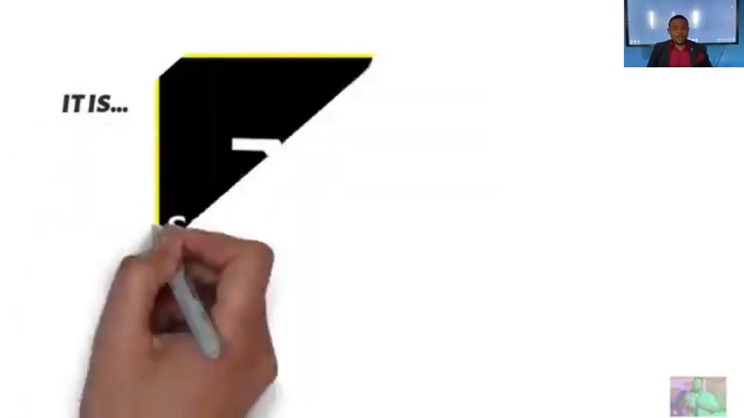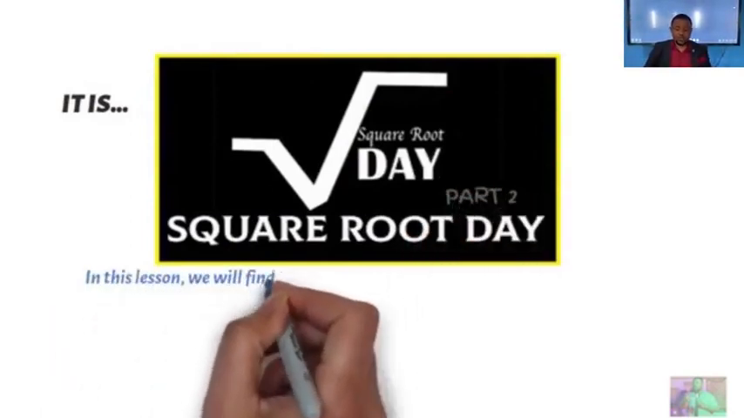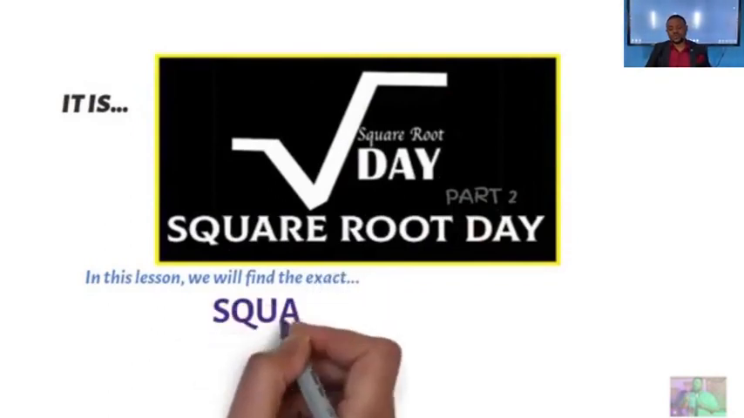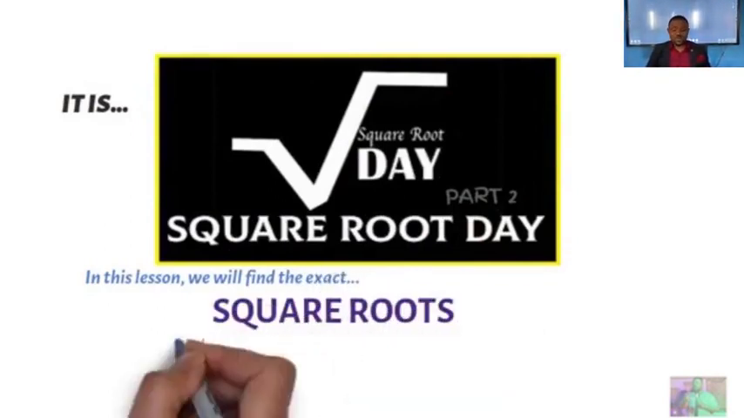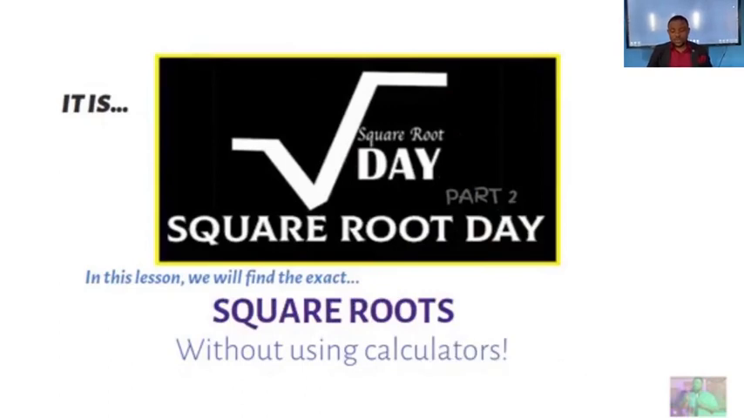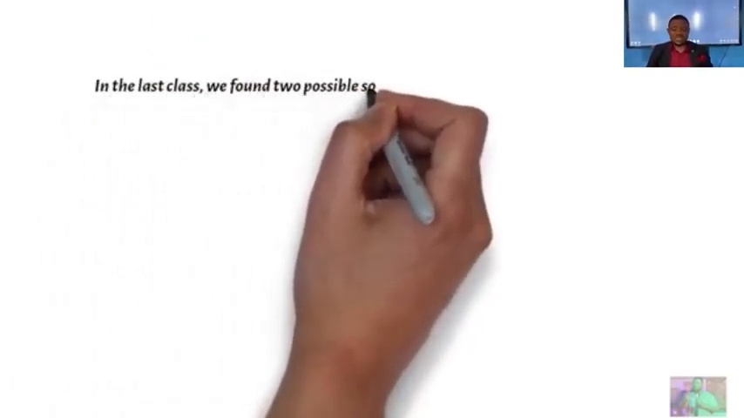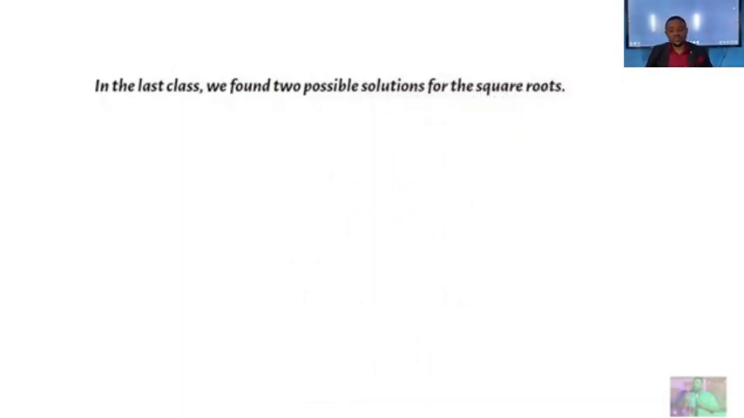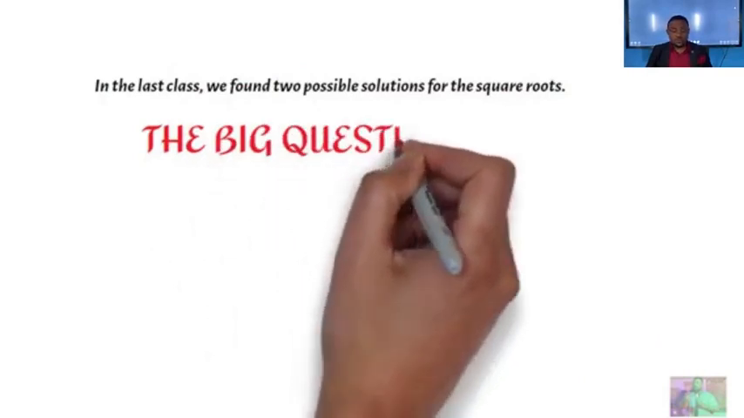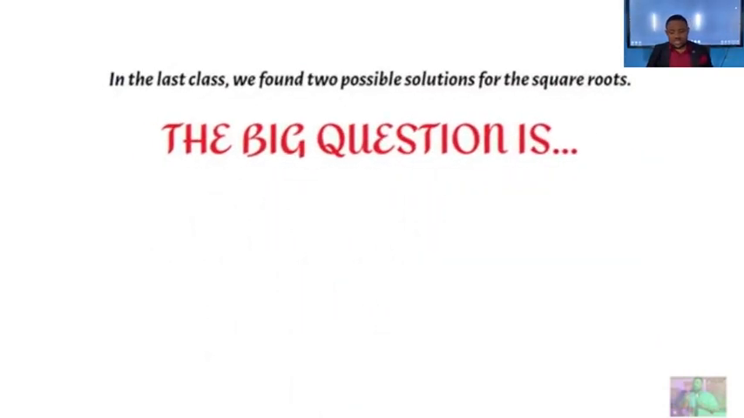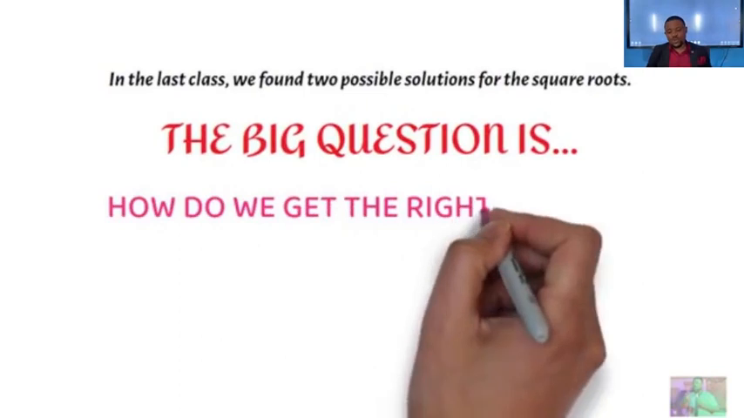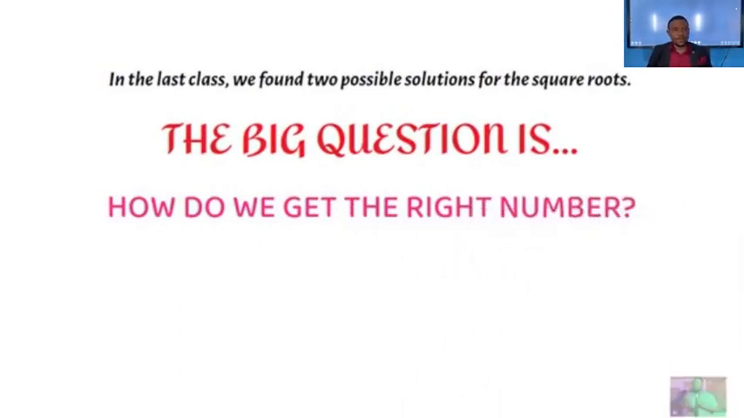Today we're going to be doing the square root. This is part 2. We have done part 1, and in part 1 we learned how to find two values for square roots easily. But now we're going to be getting the exact value without using calculators. Today's class is about getting the exact values. In the last class, we found two possible solutions for the square root. The big question is, how do we get the right number?